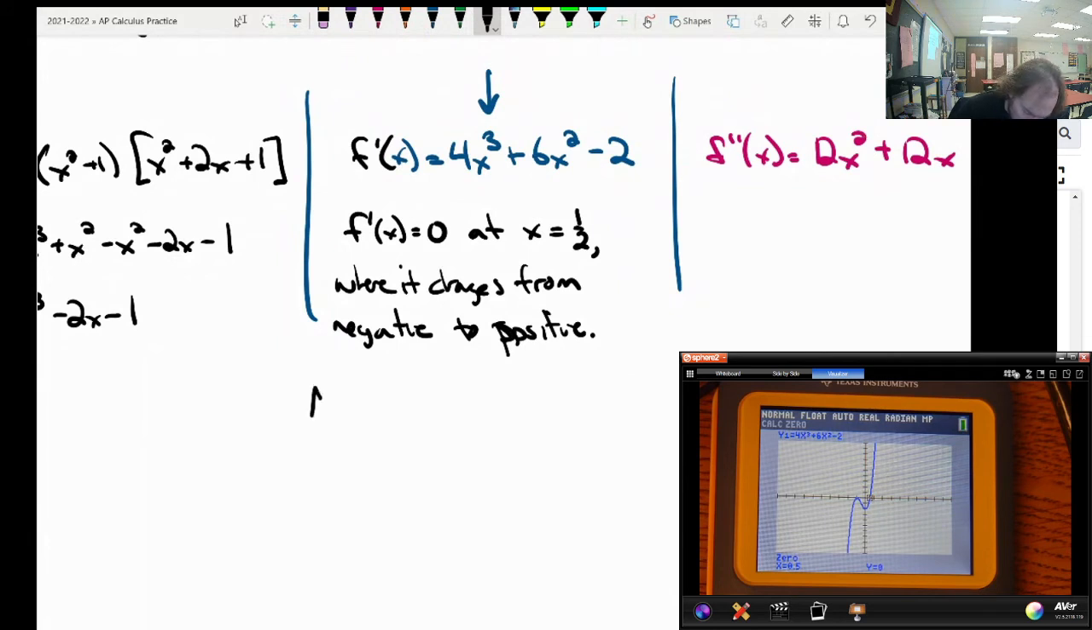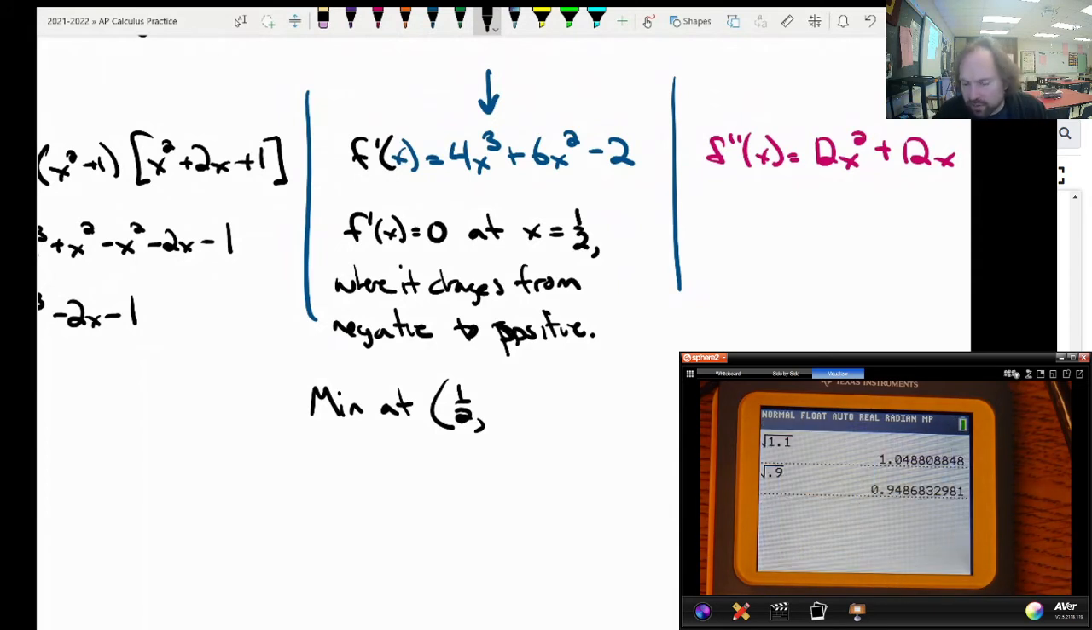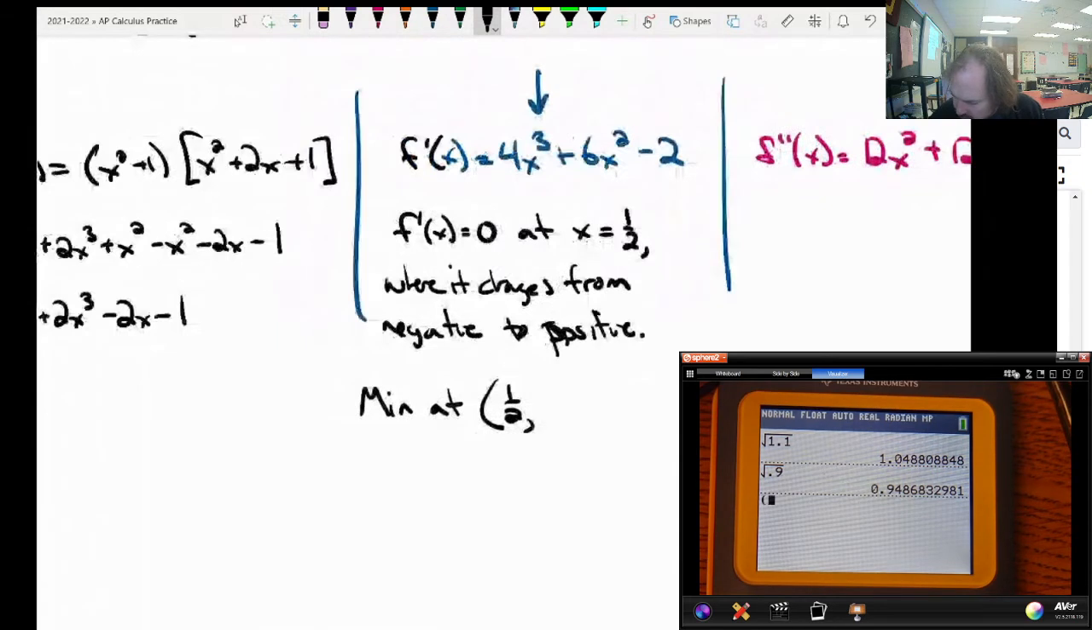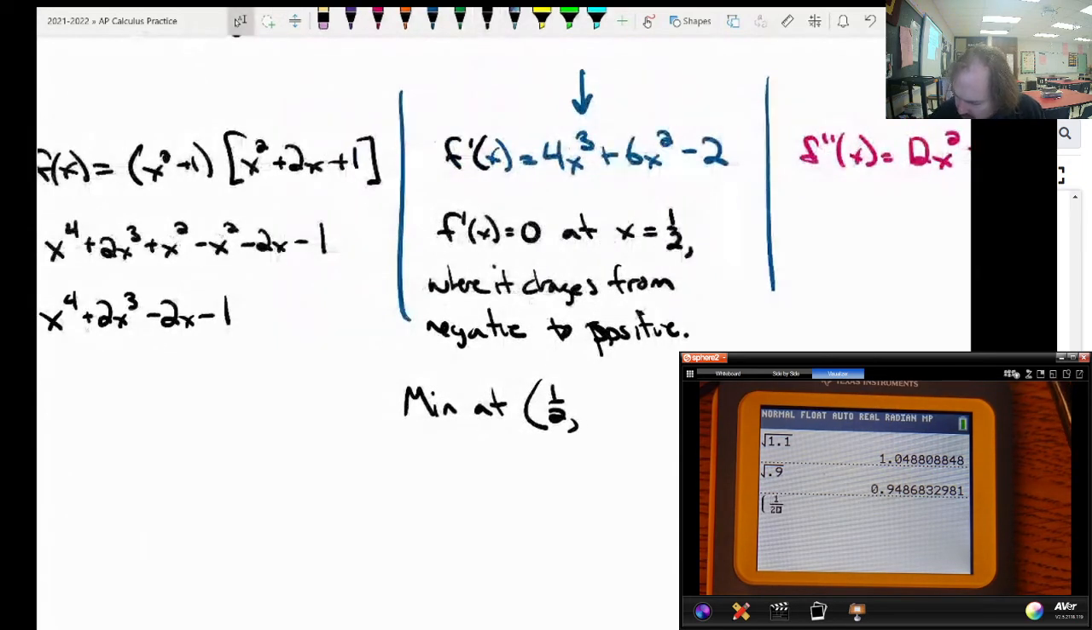Therefore, there is going to be a minimum at the point 1/2, comma. Here's where I need to go to the calculator really quick and plug in 1/2 to the original function, which I'm going to do in its original form. 1/2 squared plus 1, that's the first chunk. I'm going to put a parentheses in front of that, all two. Times 1/2 plus 1 squared. I think that should do it.